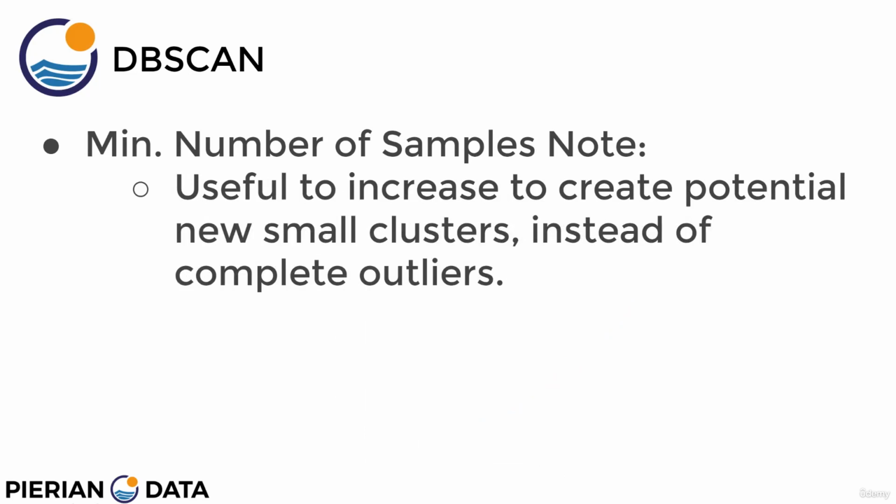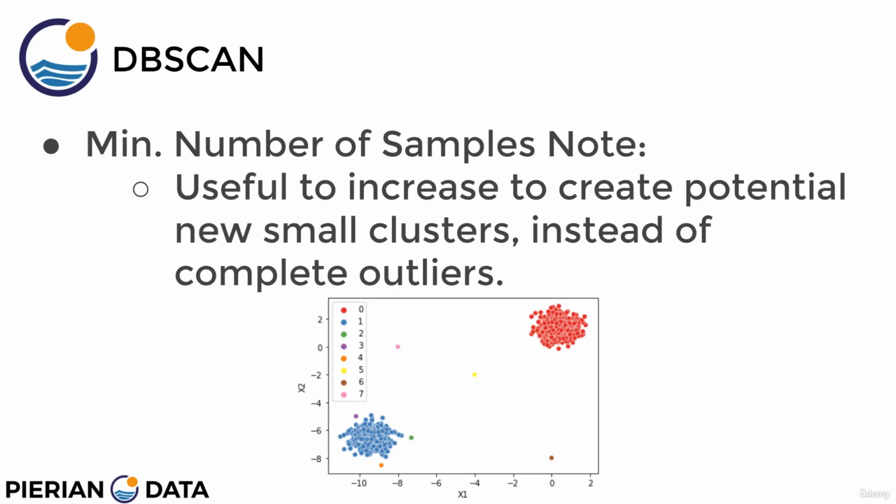So keep in mind that sometimes it's actually useful to increase the potential of the minimum number of samples to discover new small clusters instead of complete outliers. For example, we can see here the 2 blobs and 3 points example from before. With the right choice for minimum number of samples, you would actually not label these as outliers, but you would label them as their own unique clusters. So sometimes it's best to mix and match epsilon and minimum number of samples along with your domain expertise if, instead of those 3 points being outliers, you actually want them to belong to their own single point clusters.